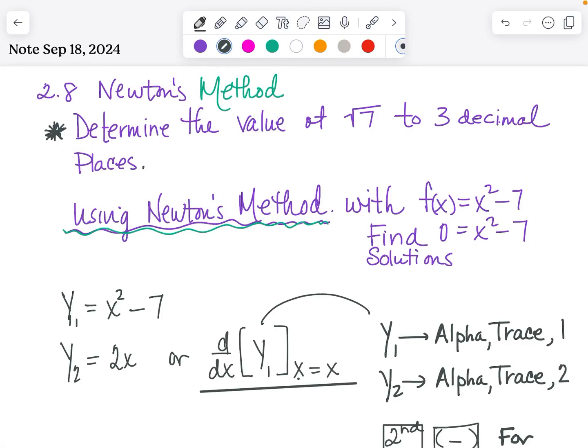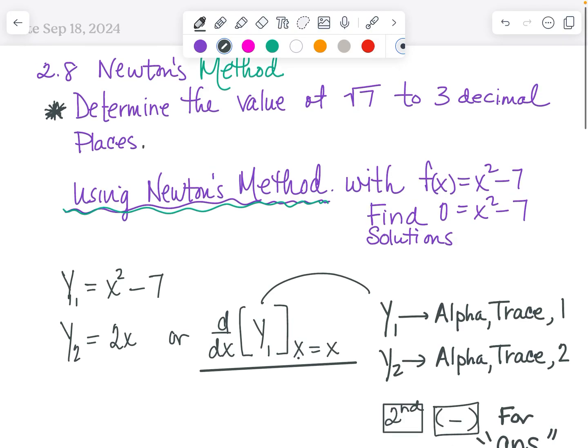Kids, we're looking at 2.8 Newton's method still, and I just wanted to send this by you real quick to use the calculator to be able to solve it. So say we have a problem like determine the value of square root of 7 to 3 decimal places. We can use Newton's method with the function f of x is equal to x squared minus 7. We want to find the zeros, essentially, of the equation x squared minus 7. So finding those solutions would give us the value for square root of 7 then, okay?